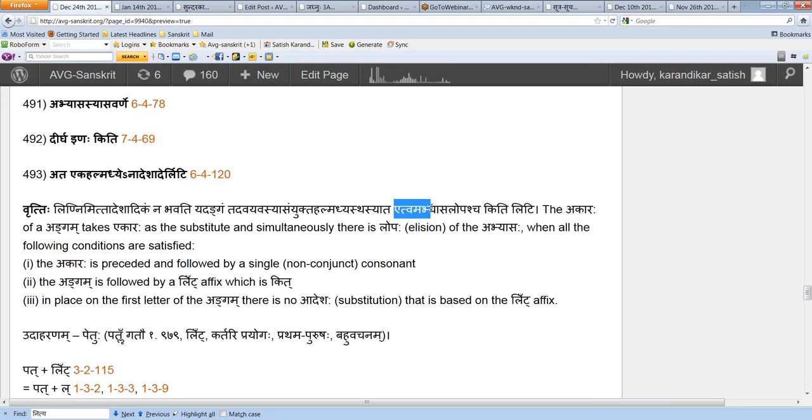One more time. What are the conditions? There should be a akaraha, and either side is a hal, which is not conjunct. The pratyaya following is lit. It's a kit pratyaya. And not only that, the last condition is that the adi hal should not be taking any adeshaha which is based on the lit pratyaya, mainly 7462 kuhoshchuhu and 8454 abhyasa charcha. Basically, it means that the special abhyasa effect on that adi hal should not be lost. Okay, we'll take this more next time.